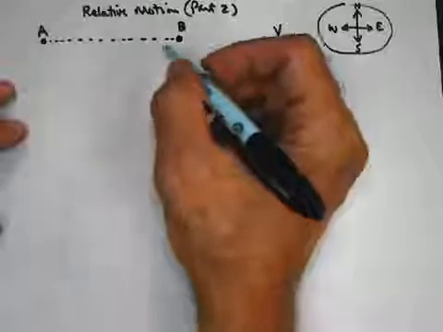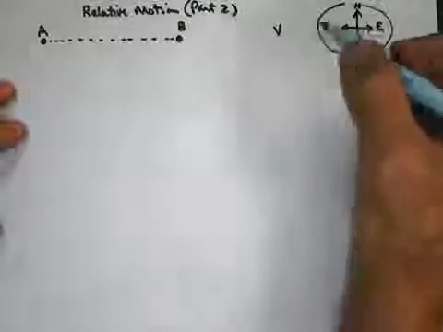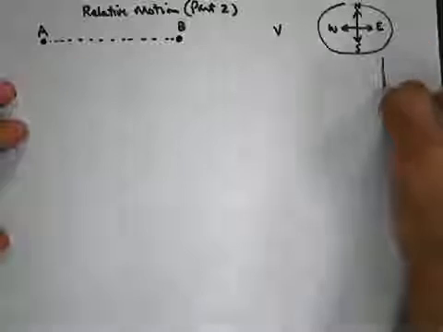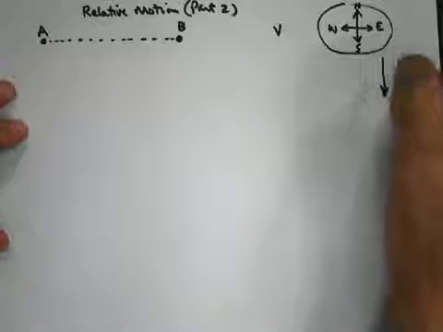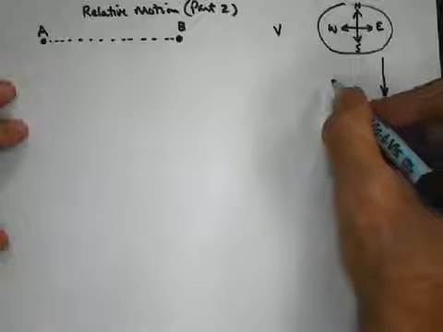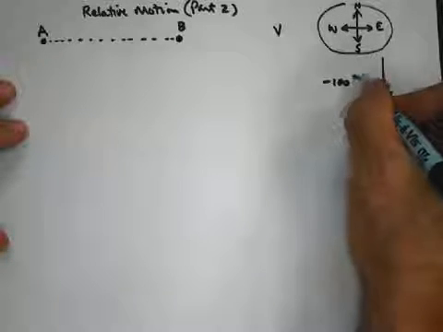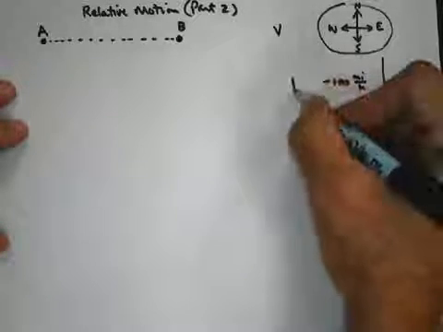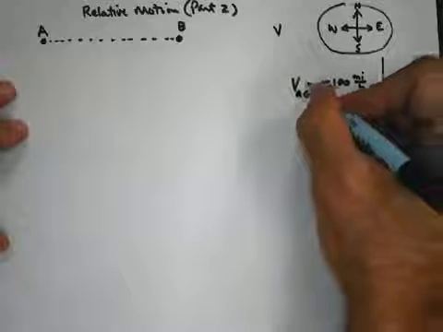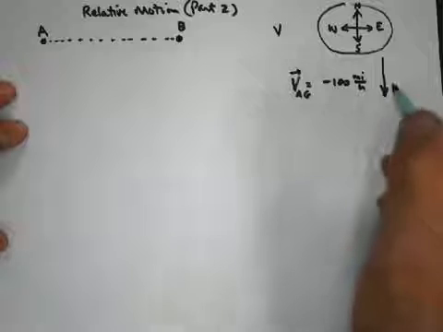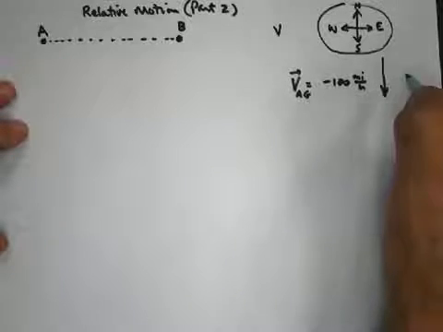But there's a wind, and the wind is directly pointing south. It's going from north to south at 100 miles per hour. It's a big, strong wind here. So this would be the velocity of the air with respect to the ground: negative 100 miles per hour, pointing down that way, right?